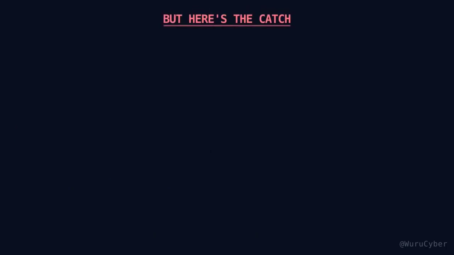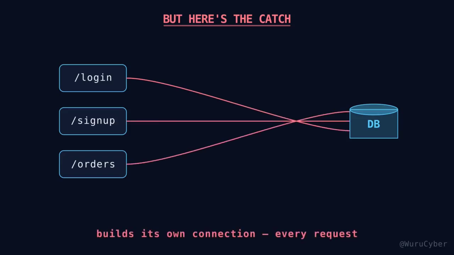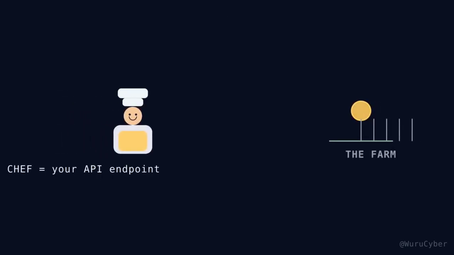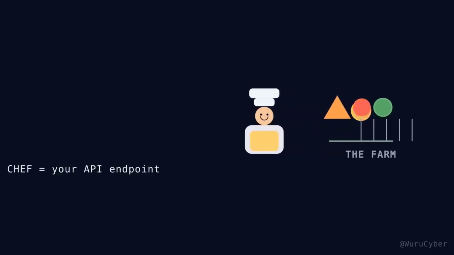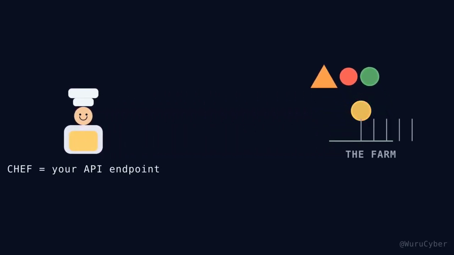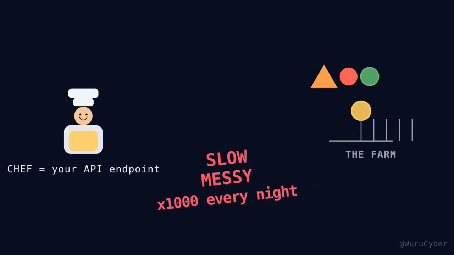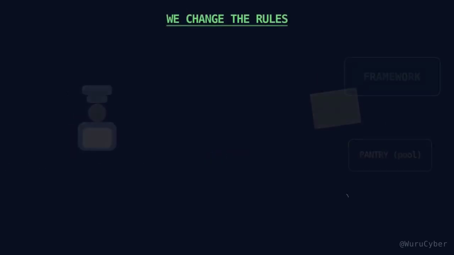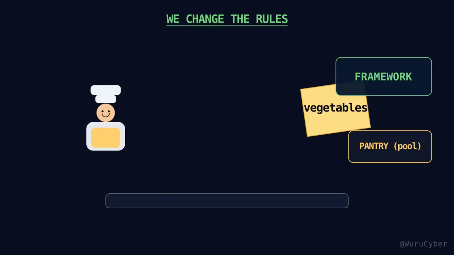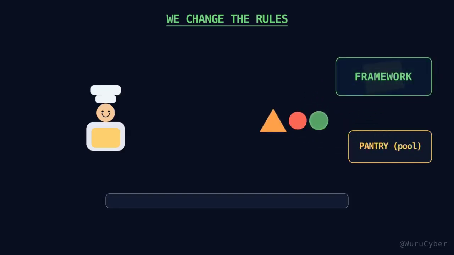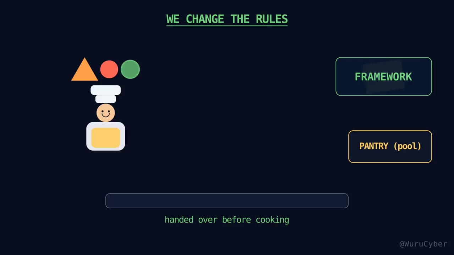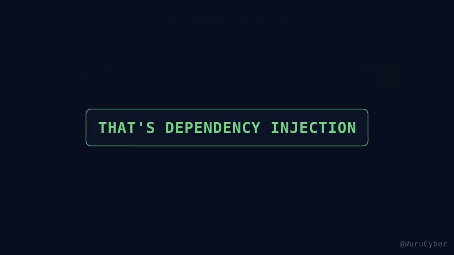But here's the catch. Let's imagine that right now every single API endpoint builds its own database connection from scratch on every single request. That's a chef leaving the kitchen, driving to the farm, picking up vegetables, driving back for every single salad that he makes. That is slow, messy, repeated 1,000 times per night. So now let's change the roles. The chef writes vegetables on a sticky note, the framework sees it, pulls what's needed from the pantry, and hands everything over right before he starts cooking. The chef never stops, he only cooks. That's dependency injection in a nutshell.